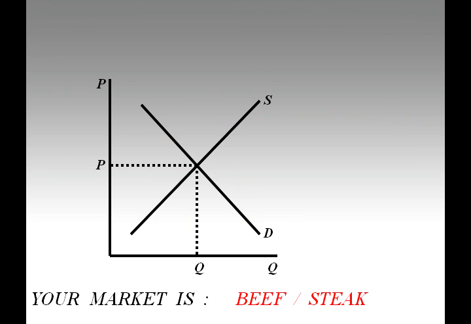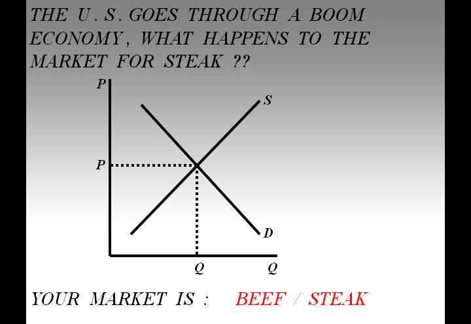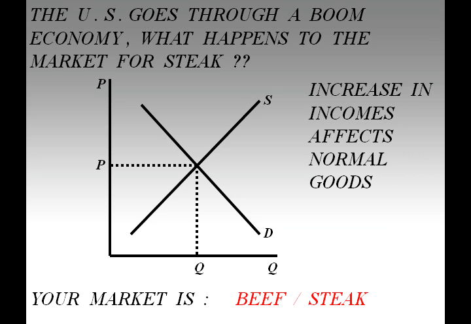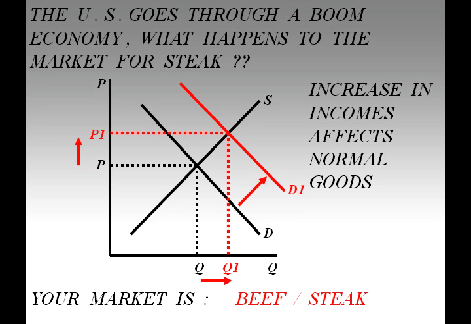In our next example, let's stick with the market for beef. The event is different though. The United States economy goes through a boom period. So what happens to the market for steak? Well, if economic conditions are good, usually people's incomes are increasing as well. Steak is a normal good, and with an increase in income from the good economic conditions, there would be a greater demand for normal goods. So the demand for beef and steak would increase.